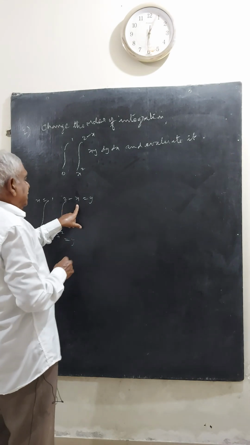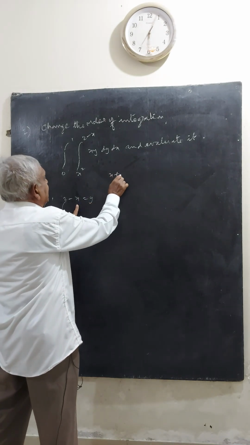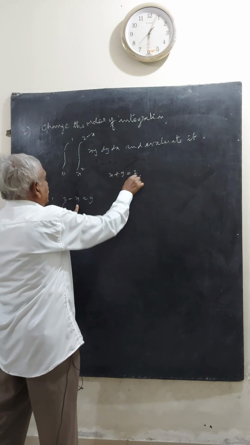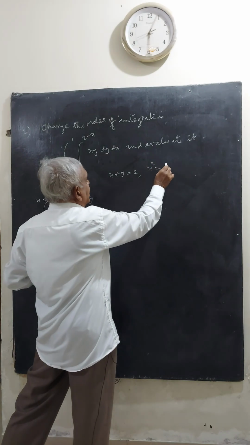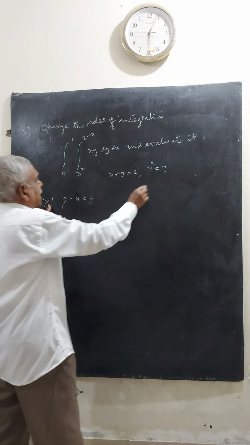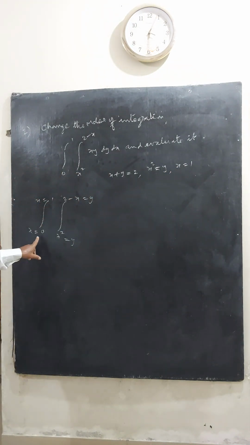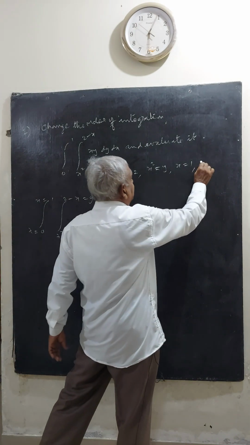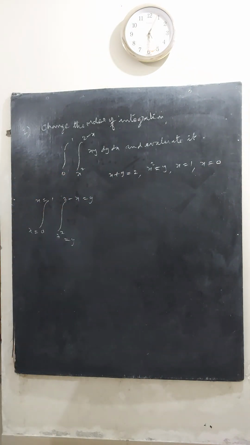This is a straight line, x plus y equal to 2. This is a parabola, x squared equal to y. This is a straight line, x equal to 1, parallel to the y axis. X equal to 0 is the equation of the y axis.